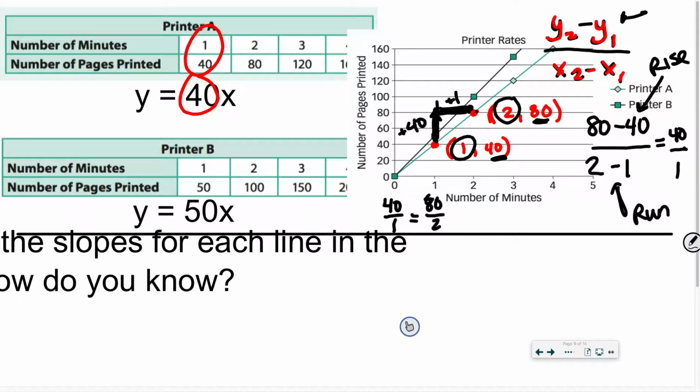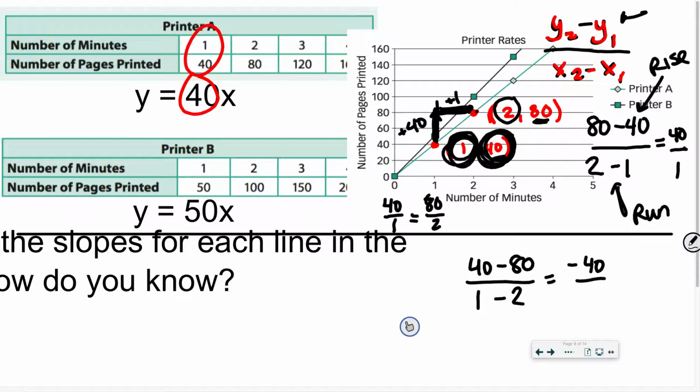Let's say we did it in reverse. Instead of 80 minus 40, it was 40 minus 80. And then we did 1 minus 2. Now, if you're going to use this as your y2, then this would have to be your x2. Right? But what would this become? What's 40 minus 80? Negative 40. And what's 1 minus 2? So what does that simplify to? It still ends up being the same slope. That's a really good question. Sometimes students do that. The key though, and sometimes you may want to just label it, is this will be x1, this will be y1, this will be x2, this will be y2. That's a great question.